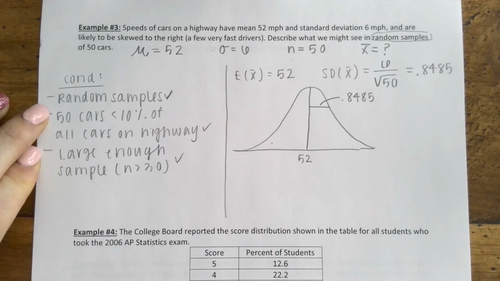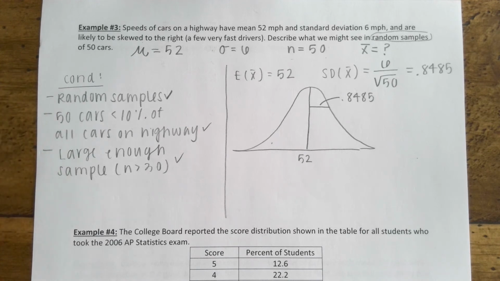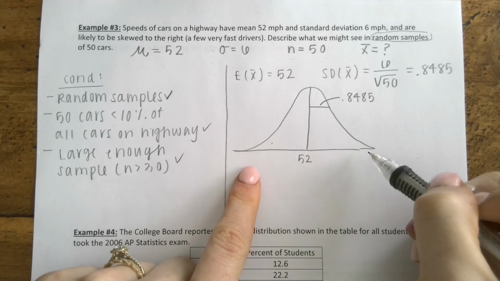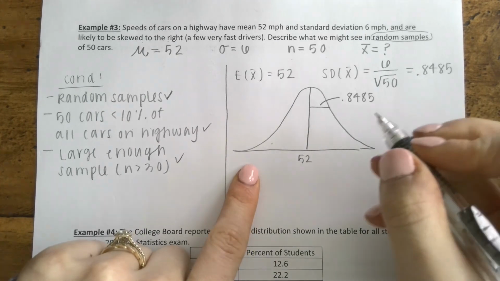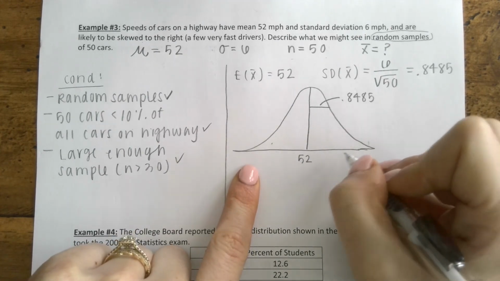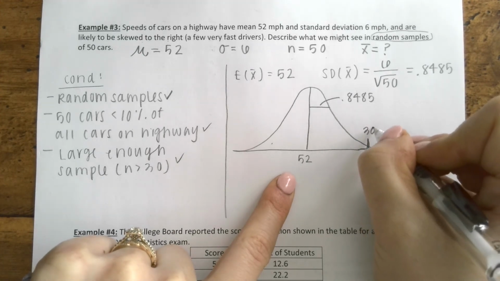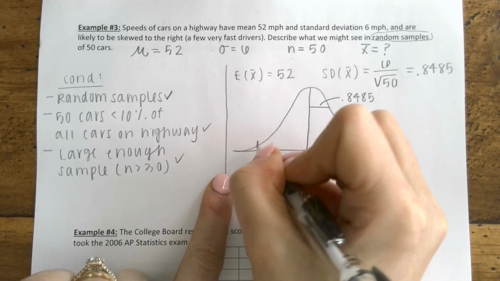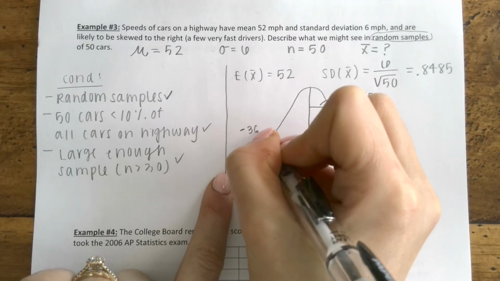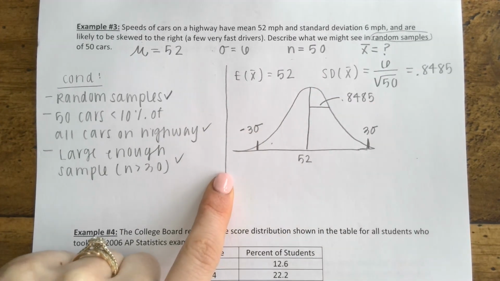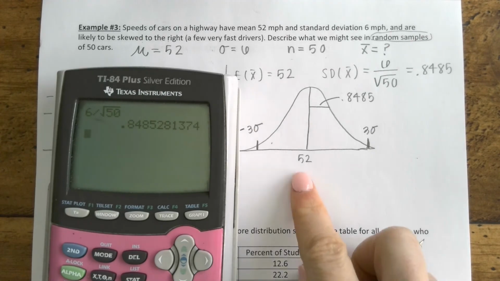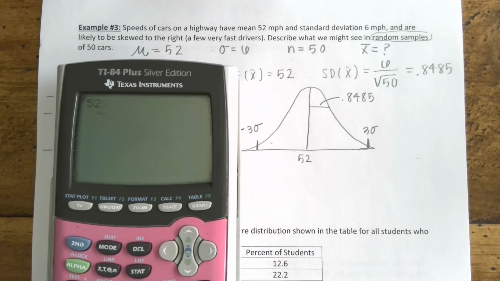Okay, now in this example, they're asking us to describe what we might see. This is kind of like we saw with proportions, where we know that most of our samples should fall within 3 standard deviations on this model. So I'm going to find what the average speed will be for 3 standard deviations above and for 3 standard deviations below. To do that, I'm going to take my mean, so I'm going to do 52.